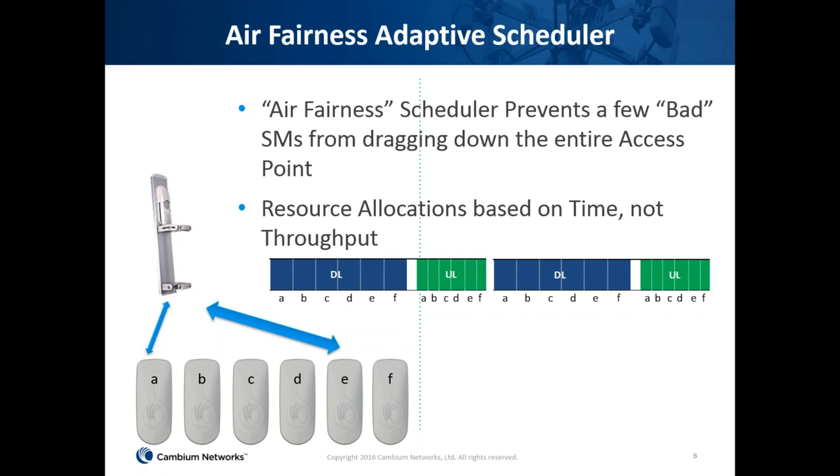Quick question, Alex. Is that only available when GPS sync is active? No. So with any ePMP link setup, point-to-multipoint setup, we use this air fairness scheduler. It just makes more sense to think of it in the context of GPS, because then we have the advantages of synchronization that we talked about as well.